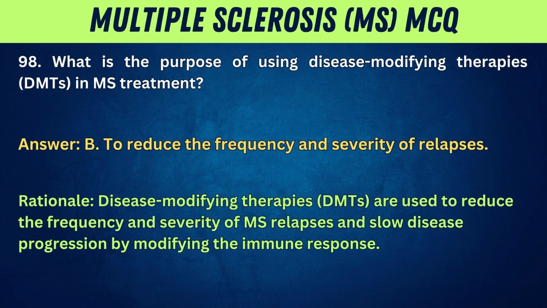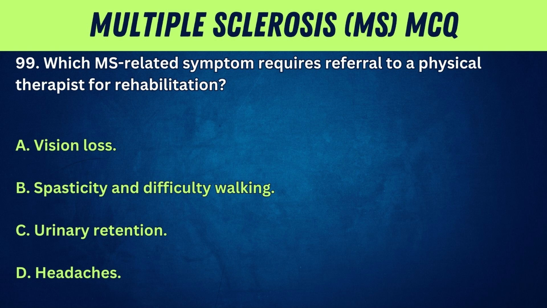Rationale. Disease-modifying therapies, DMTs, are used to reduce the frequency and severity of MS relapses and slow disease progression by modifying the immune response. Answer: B.